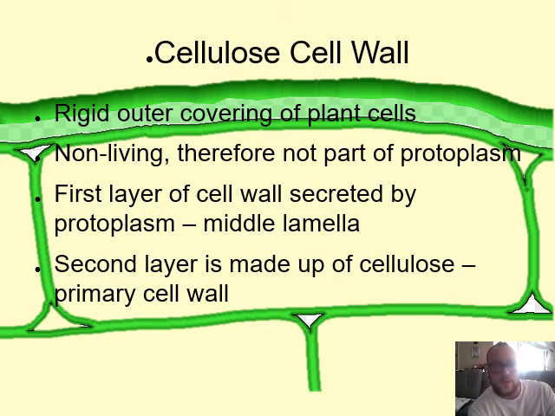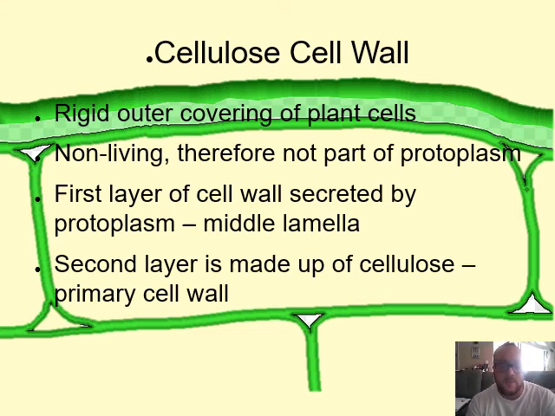Almost finished. So we've got the cell wall, the rigid outer covering of only plant cells. Only. I'll teach you next year that bacteria also have a type of cell wall, but it's not the same as plants. This is cellulose, okay? And remember, anything ending in -ose is a carbohydrate. So cellulose is a carbohydrate that makes up the cell wall. It is non-living, therefore not part of the protoplasm. Remember, the protoplasm is only the living components of the cell.